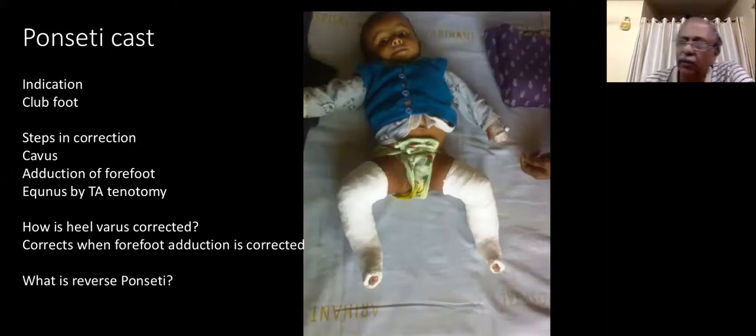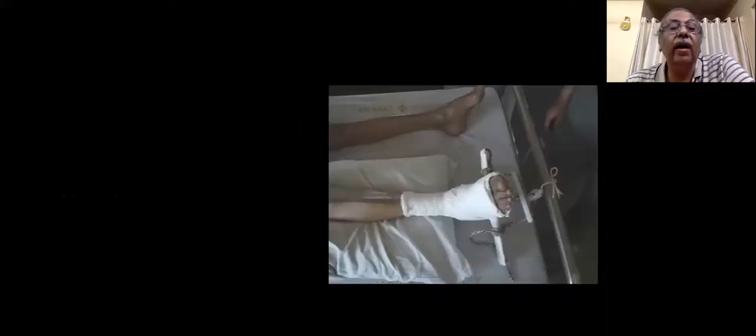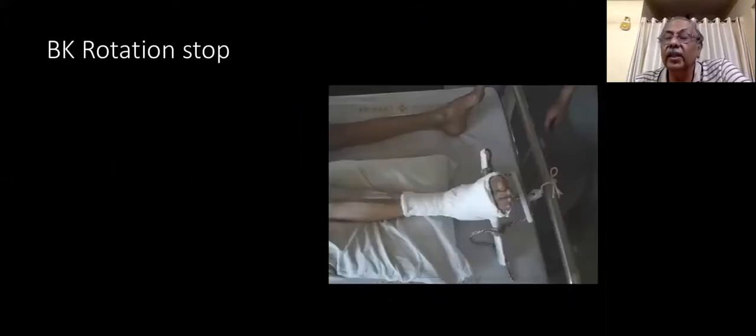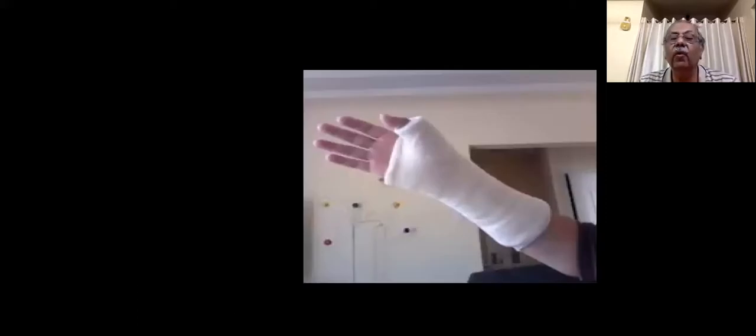And what is the reverse Ponseti or the Dobbs method of casting? It is used for congenital vertical talus. I will not go any further regarding that, but you have to know everything regarding the Ponseti cast and the Ponseti brace. All these can be asked either in your ward rounds or in your viva. The rotation stop is not usually used nowadays. It was used in the conservative treatment of trochanteric fractures. It is only of historical importance, and it produces a lot of complications.